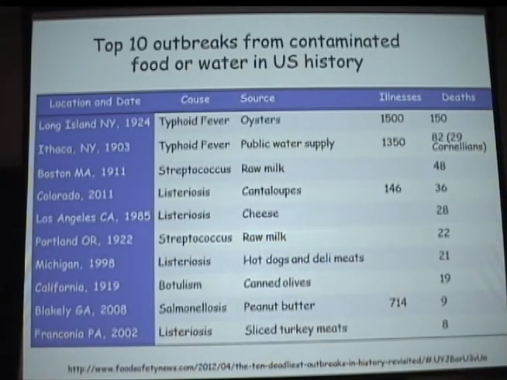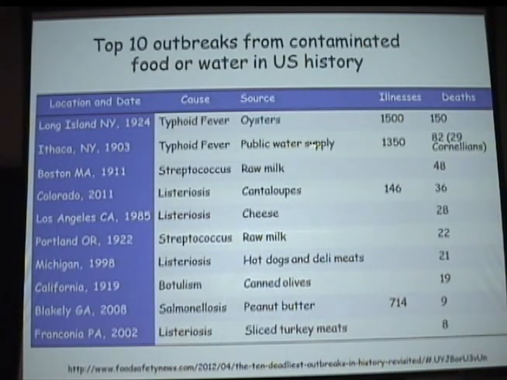This brings us back to home. These are the top 10 outbreaks of contaminated food or water, dwarfed by the number of deaths from flu and smallpox, but still among waterborne or foodborne illnesses, these are the top 10 in history in the US. And Ithaca, New York got edged out by Long Island. In 1924, there were 150 deaths. In Ithaca in 1903, there were 82 deaths. 29 of them were Cornell students, and then the list goes down from there.